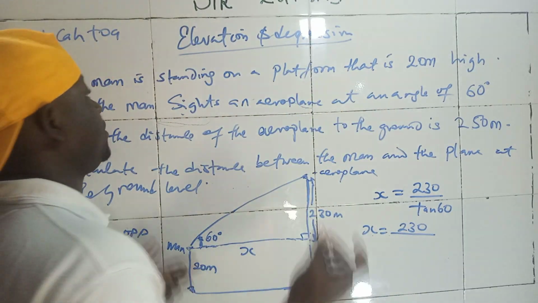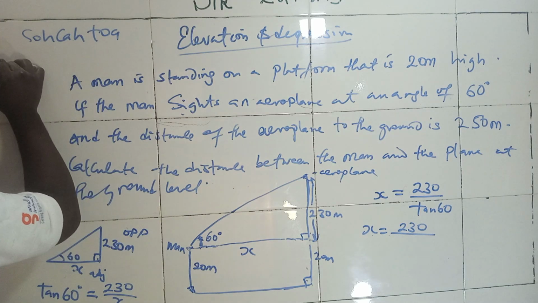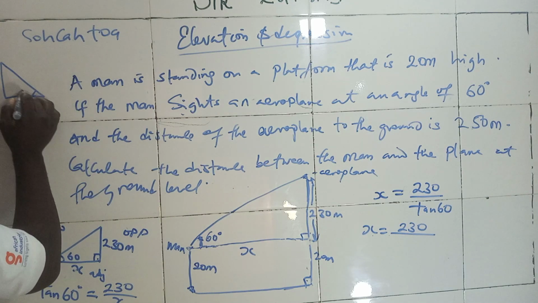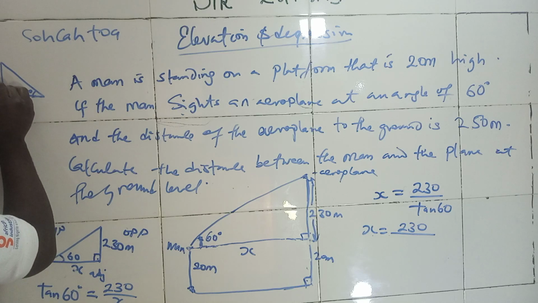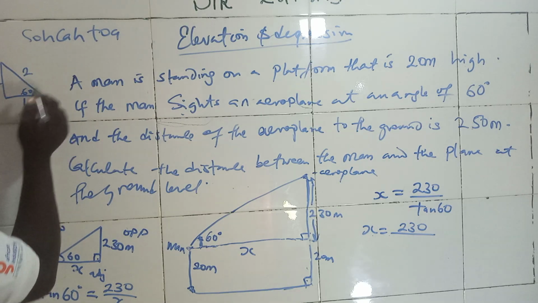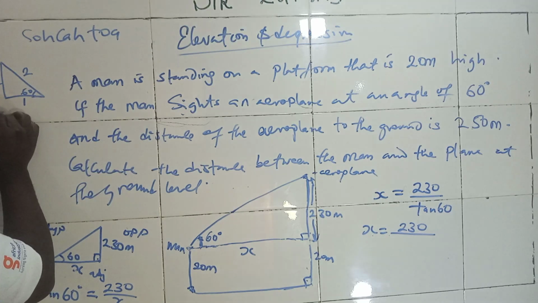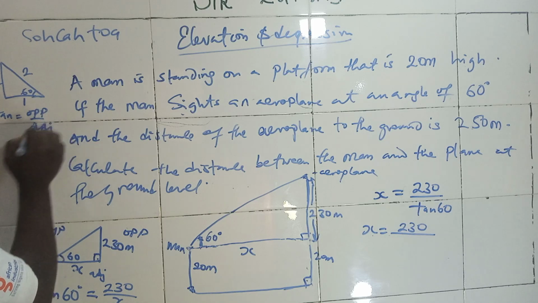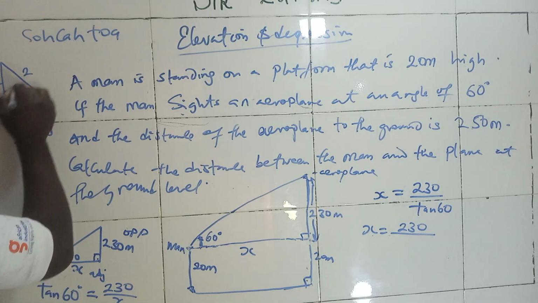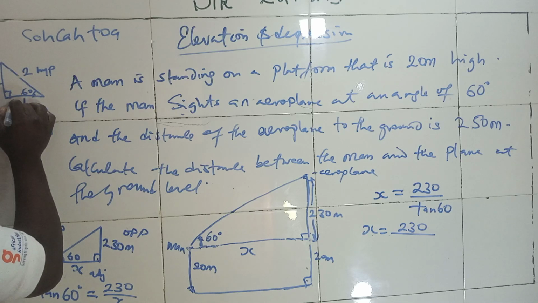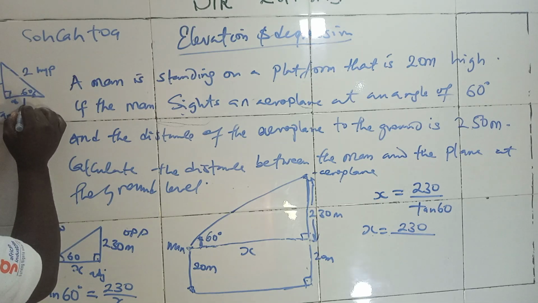So x is equal to 230 all over, what is tan 60? Me, I don't know it offhand. I'll just quickly draw. It's 60 I'm looking for. So this is 60. Don't forget this is root 2. This is 1 and this is 2. So it's tan I'm looking for. Tan is equal to opposite all over adjacent. So what is my opposite there? This is my hypotenuse. This is my opposite. And this is adjacent.